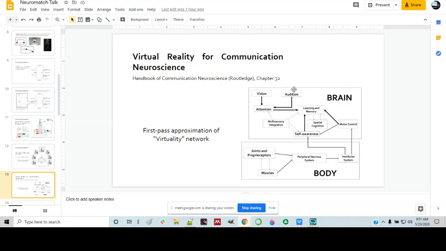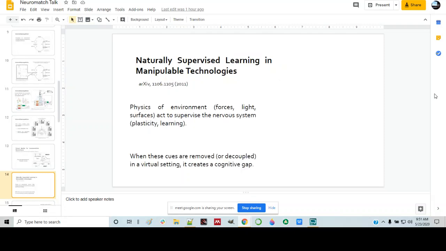Now with these, we know what the neural substrates are. With self-awareness, it's less clear. But these are basically the quantities that we're talking about. So in this paper, it's called Natural Supervised Learning and Manipulable Technologies. It was an early attempt to characterize some of this using virtual environments and different devices that would induce this dysregulative state.